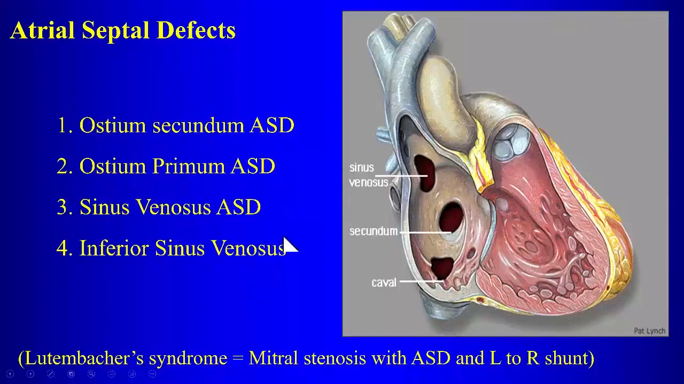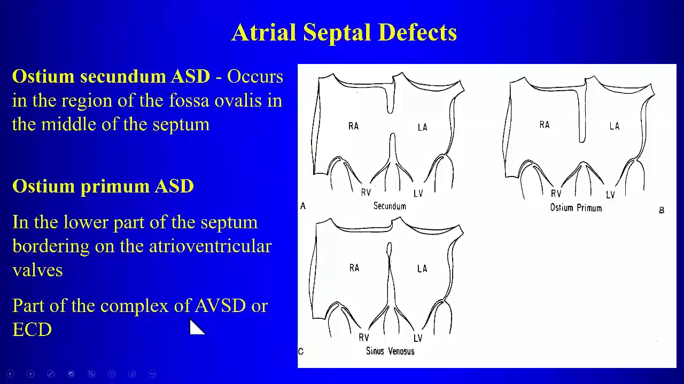Sinus venosus defects, the most common occur in the superior portion, but you can also have inferior sinus venosus defects, which are pretty unusual. That occurs near the insertion of the inferior vena cava. A little trivia question for you there at the bottom. Lutembacher syndrome, mitral stenosis with ASD, and with mitral stenosis, because of the elevated pressures in the left atrium, you're going to increase the amount of left to right shunting. So that's the significance of mitral stenosis associated with an atrial septal defect.